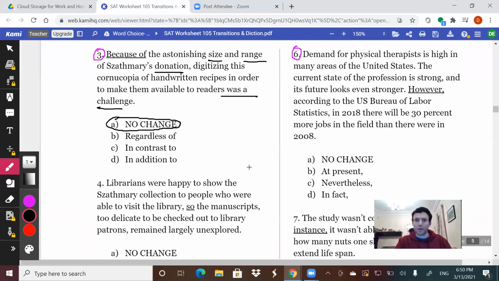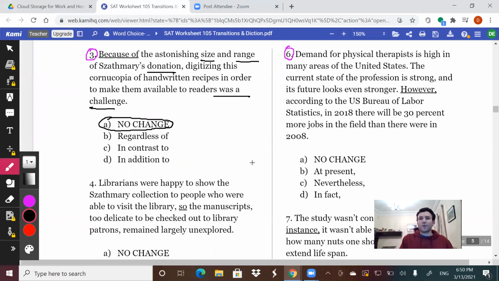Let's do one more, number 6. Demand for... so again, we'll look at A here, B, and we'll ignore the transition. So demand for physical therapists is high in many areas of the United States. The current state of the profession is strong, and the future looks even stronger. So this is all positive stuff about physical therapists.